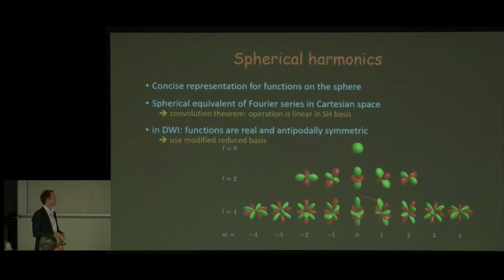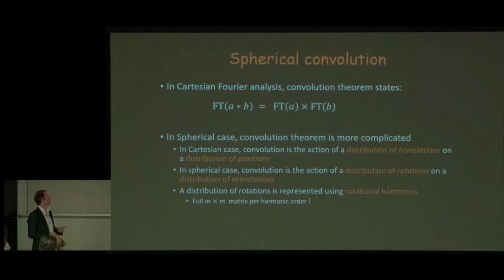So this is what they look like for different harmonic orders. And you've got this phase term, which gives you more phases at different harmonic orders. So we can represent the diffusion signal as a linear combination of these basis functions. We can represent the fiber orientation distribution as a linear combination of these basis functions. So the process of spherical convolution, we'll look at it as an analogy with the Cartesian case. In the Cartesian case, the Fourier transform of A convolved with B is a product of the Fourier transforms of the individual functions.